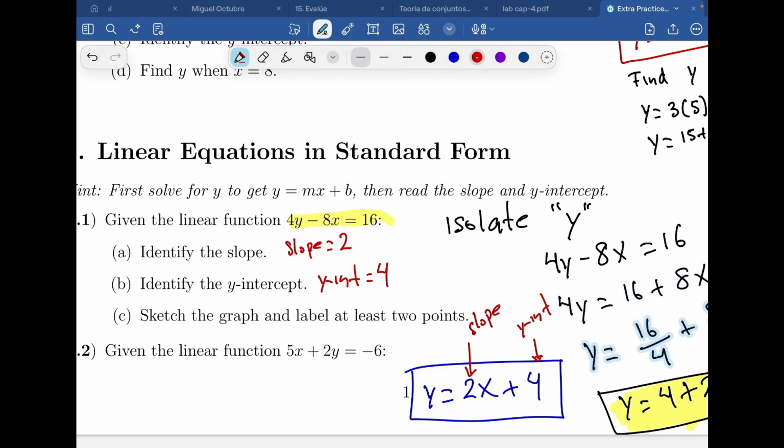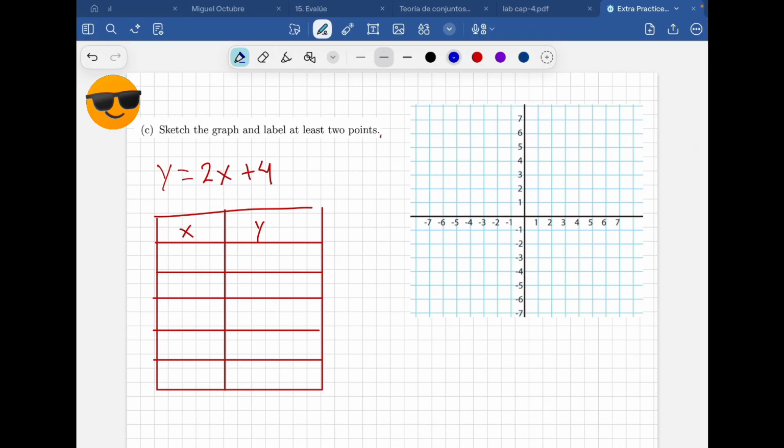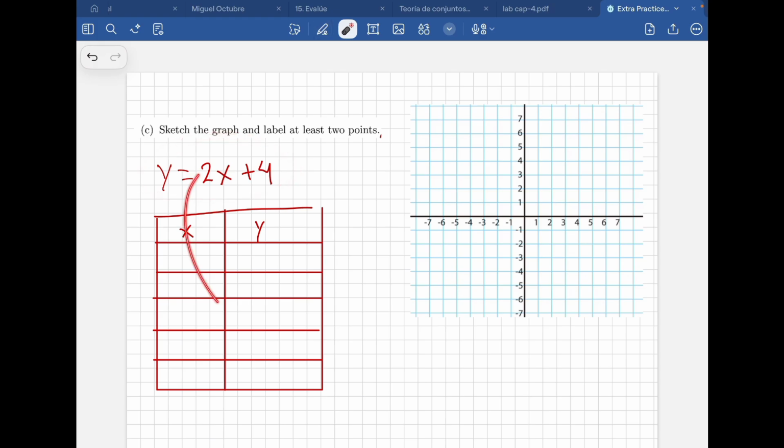In order to sketch the graph, we need a table. Okay guys, so continue with this example, sketching the graph. If you remember, this is our equation. So we need to build a table like this. Then we can choose points. Usually we can choose 5 points using negative and positive values because we are going to sketch the graph.